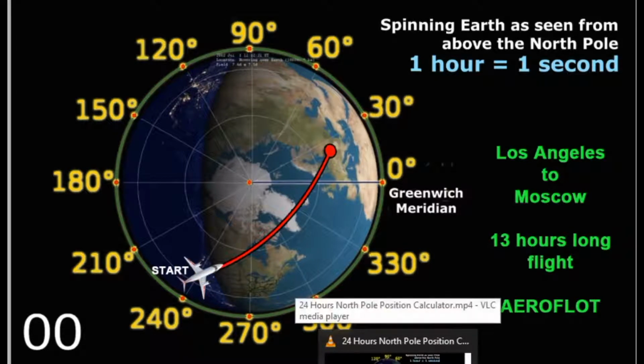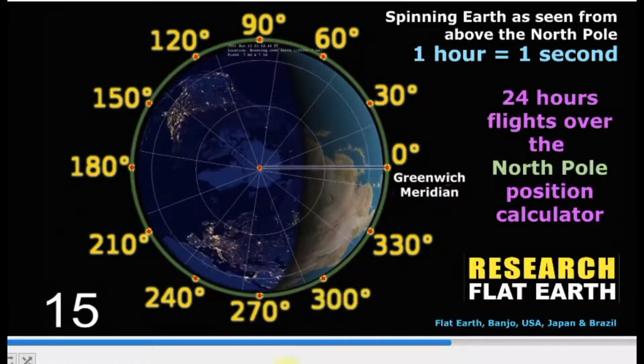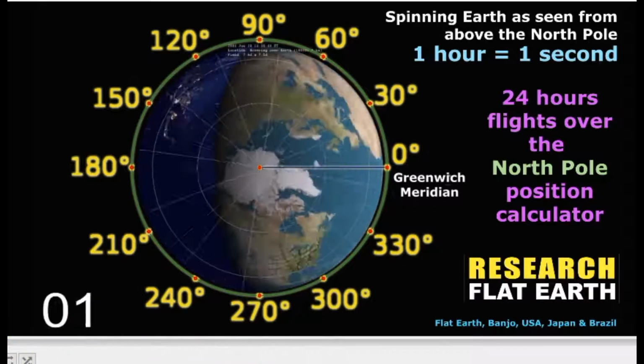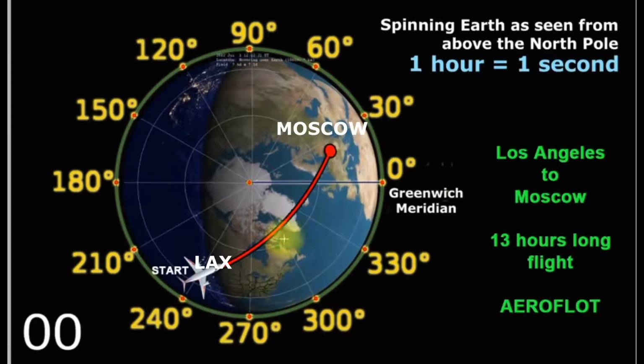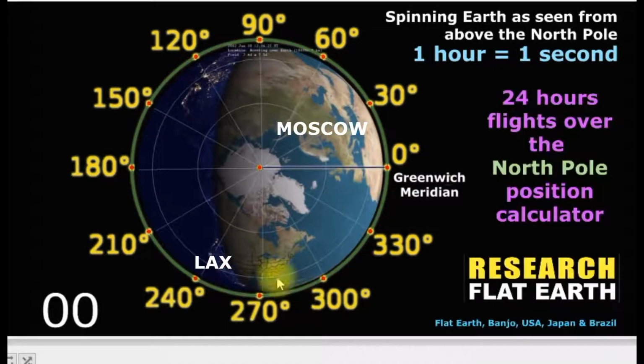13 seconds is the timer. Let's reset to 0. Los Angeles right here, Moscow right here. That should be the flight route on the globe as we see here. So once Earth starts spinning, let's see what's going to happen. Okay, it's going to start at the moment the plane takes off. So let's go ahead and get started.